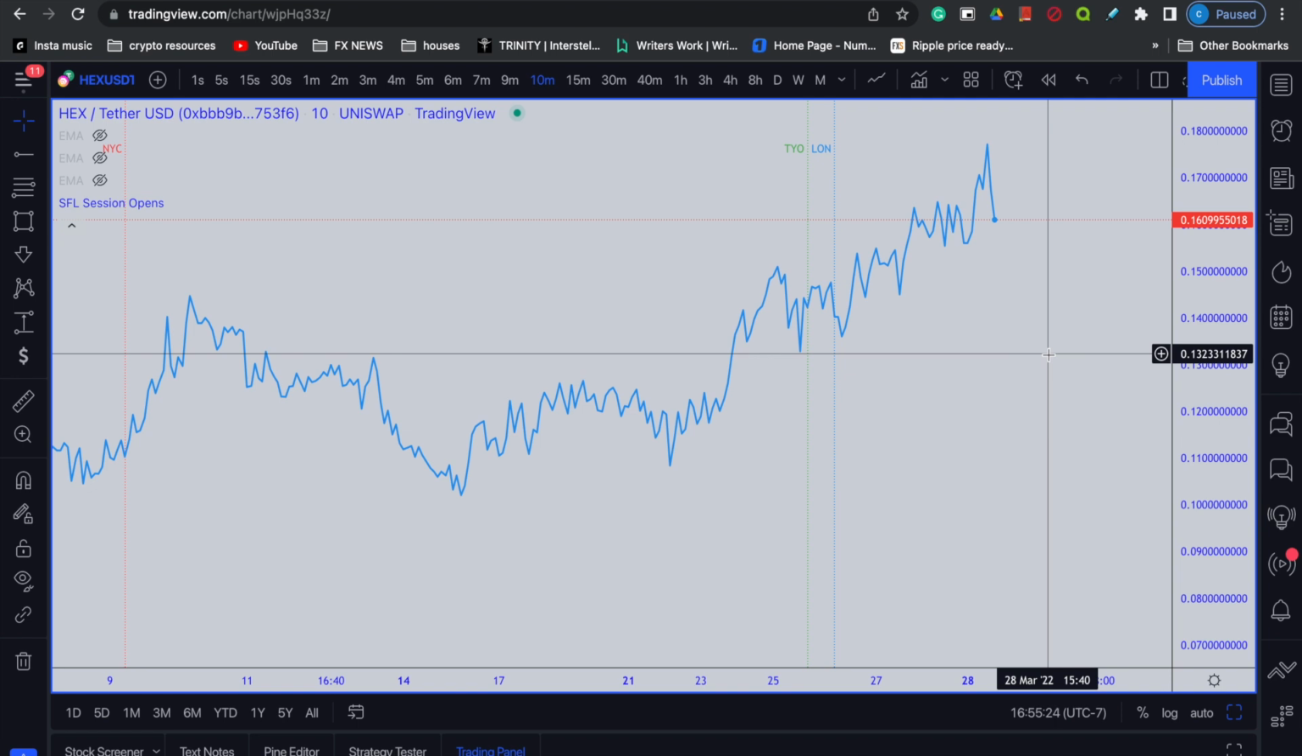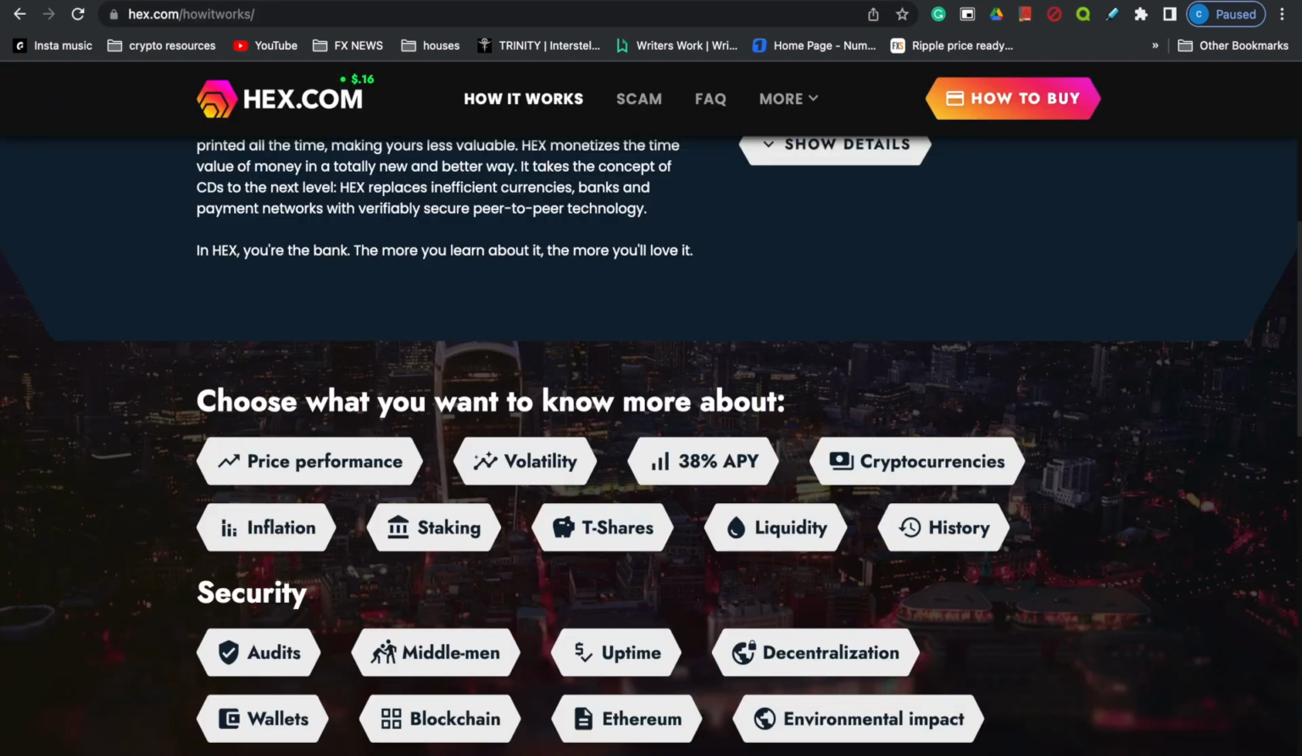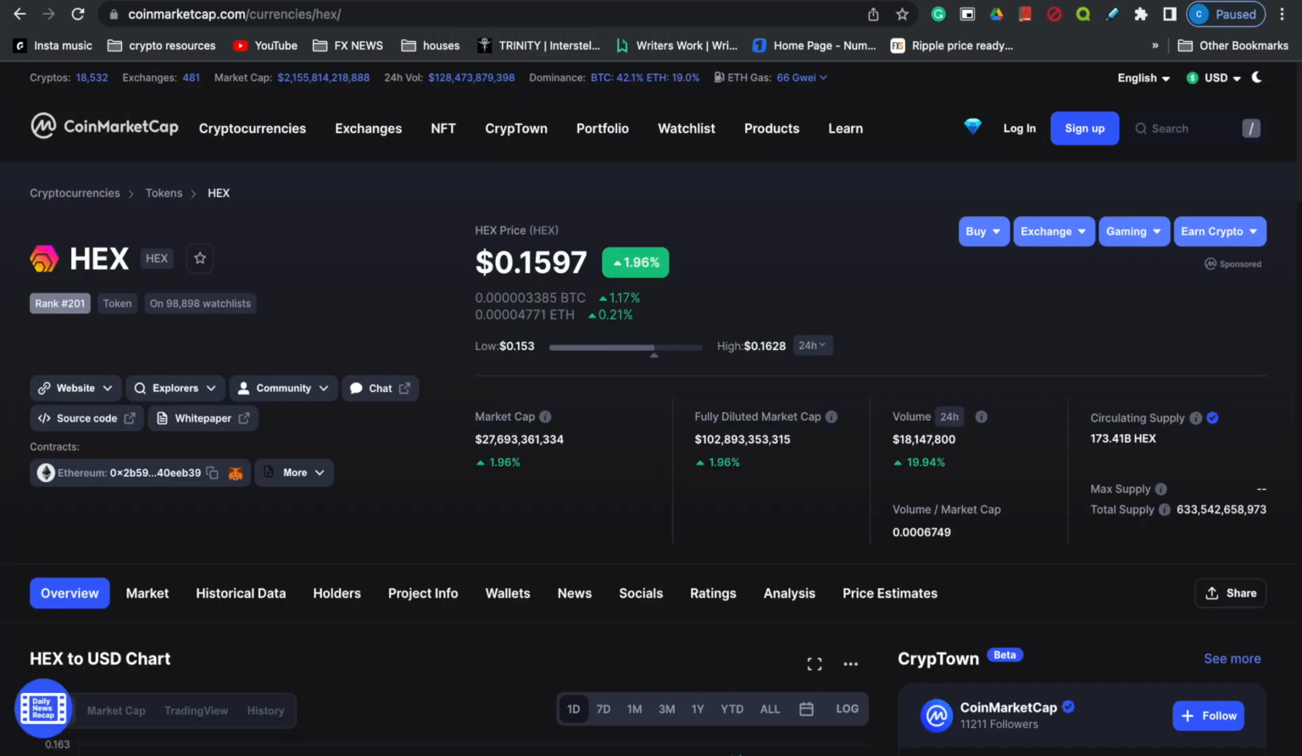If anybody's interested in investing in Hex, you guys can go to the website. You guys can get interested and involved in it, read up on it, do your own personal research, and figure out where in your region you can actually purchase Hex from. Okay, I use MetaMask and the Hex website itself.